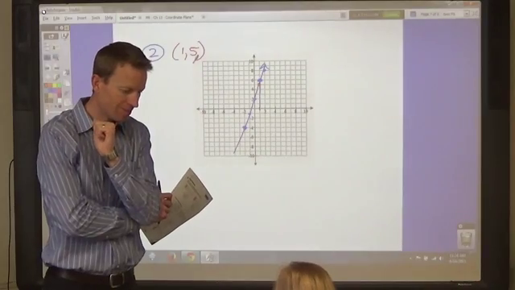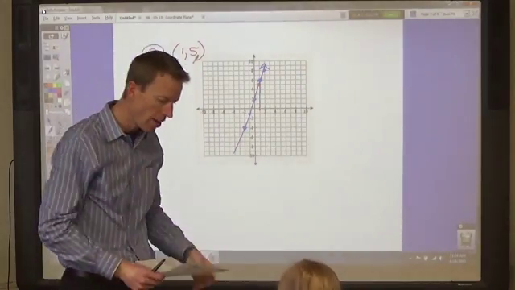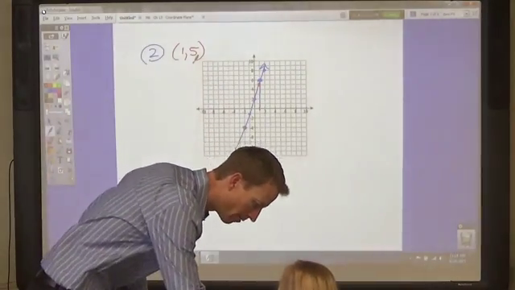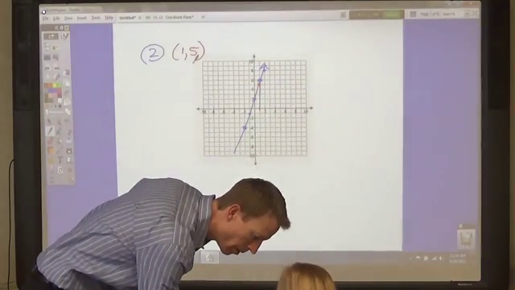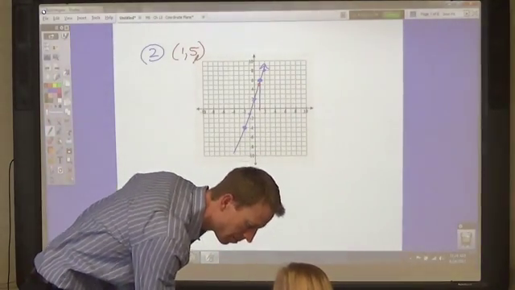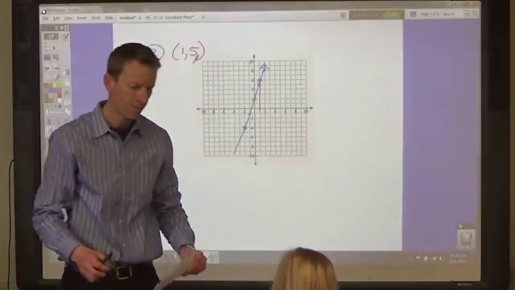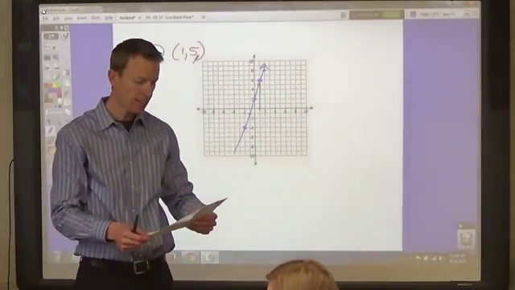And put it in parentheses. Crosses at 1, 5. So it would be right there. Yep. Okay, let's go to the back side.